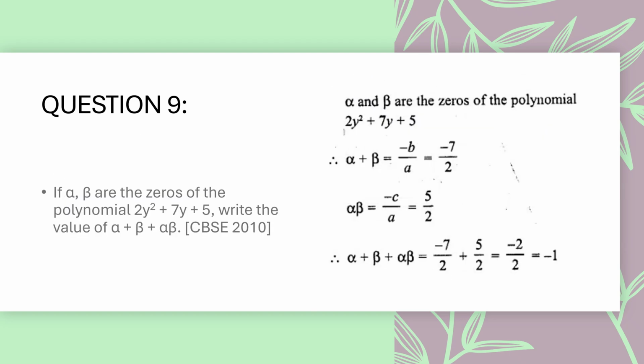Question number 9. If alpha, beta are the zeros of the polynomial 2y squared plus 7y plus 5, write the value of alpha plus beta plus alpha beta. Now I am very sure students it's been clear to you. You can pause the video and try to solve this question on your own. First thing you have to do, find the values of A, B and C, find alpha plus beta and alpha beta, and the value which you have to find, alpha plus beta plus alpha beta, just substitute the values for your final answer.